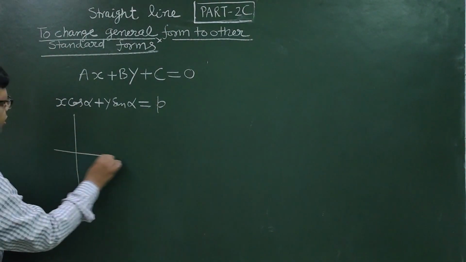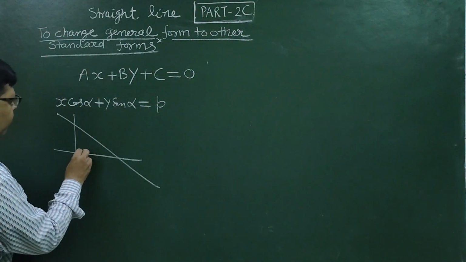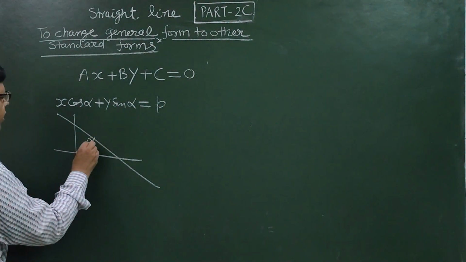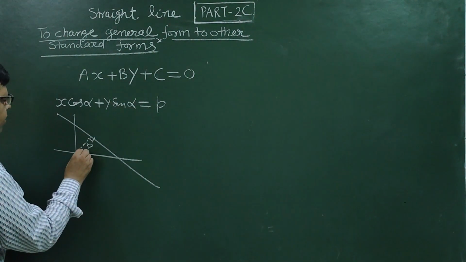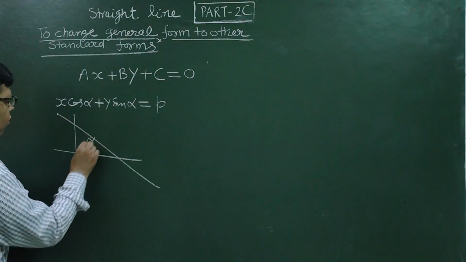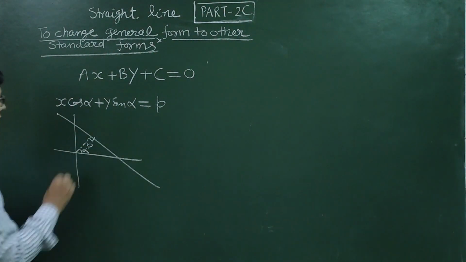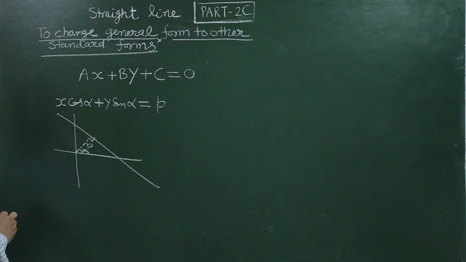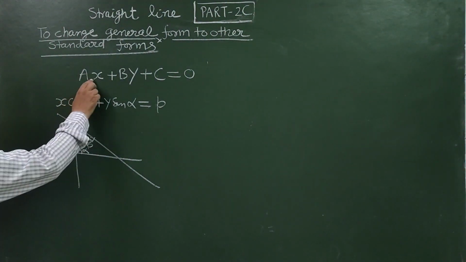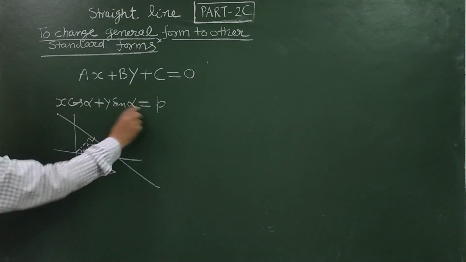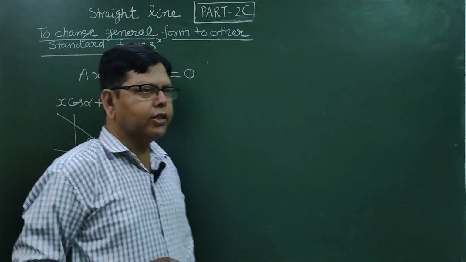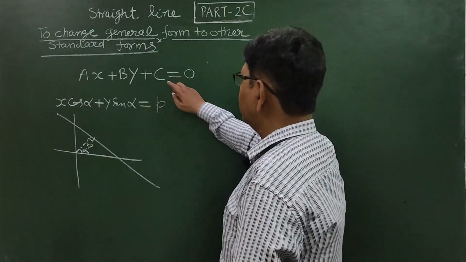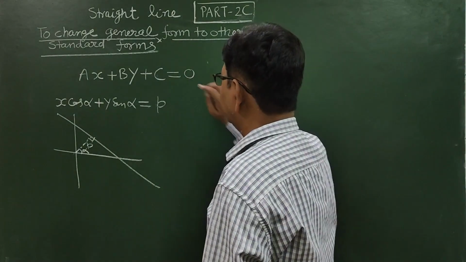Here, p is the length of the perpendicular from the origin on the line, and this perpendicular or normal makes an angle alpha with the x-axis. So we need to find the p and alpha also here, and we will convert this general form to this form. For that, we will first transpose the constant term to the right hand side.